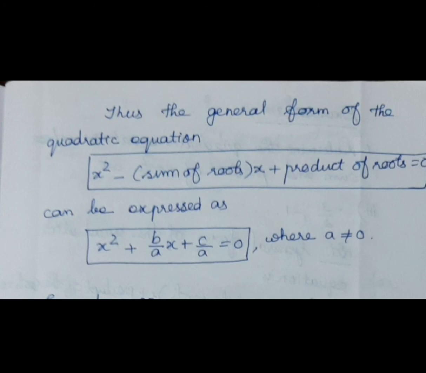But using the sum and product, what do we get now, how to write? It is x square plus b by a into x plus c by a equal to 0. It is also the general form using sum and product. Okay, there a must not equal 0. If a equal to 0, then the denominator will be 0. So you will not get the quadratic equation correctly. Okay, so in this situation a not equal to 0. Okay, are all clear? Then we can do the sums continuously.